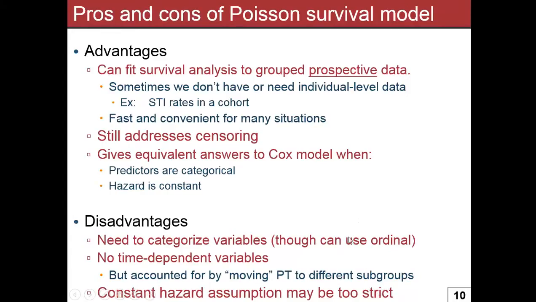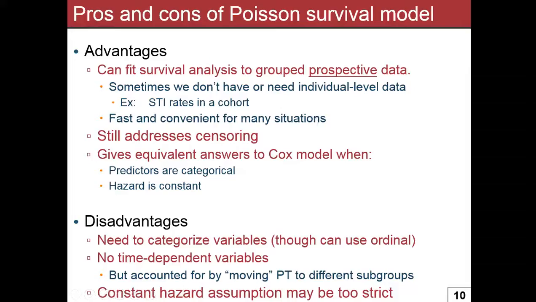So the Poisson survival approach has some advantages. You can fit a survival analysis to grouped data. What if someone only gave you summarized survival data? You don't have individual prospective cohort data, which is possibly expensive to collect. What if you just were given a summary table of STI rates in a cohort or in a clinical sample?